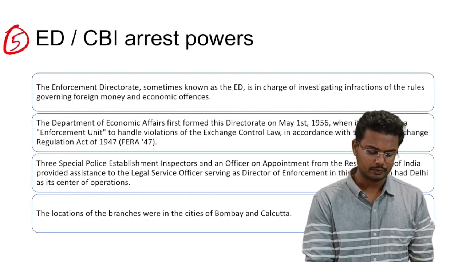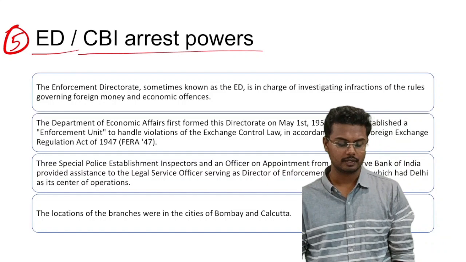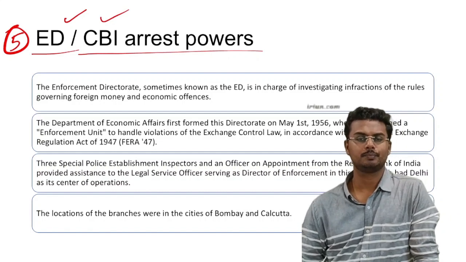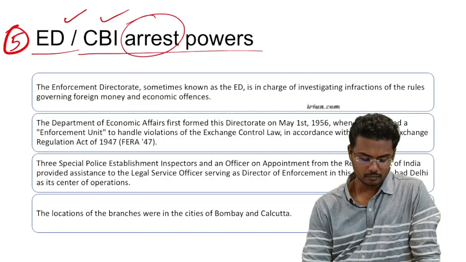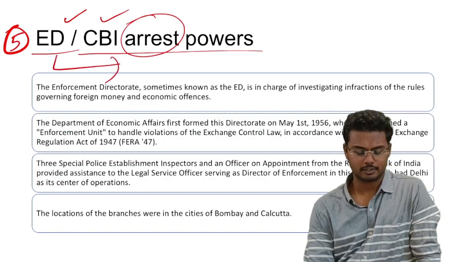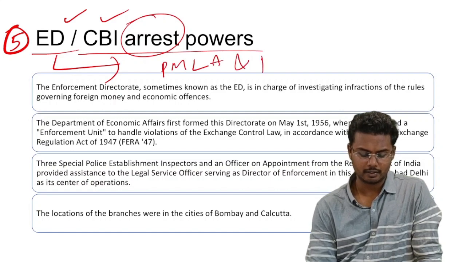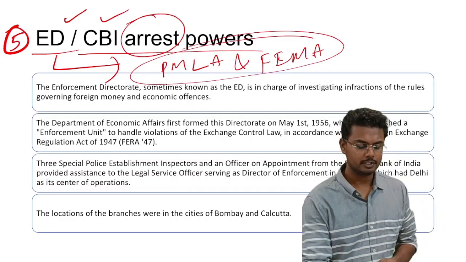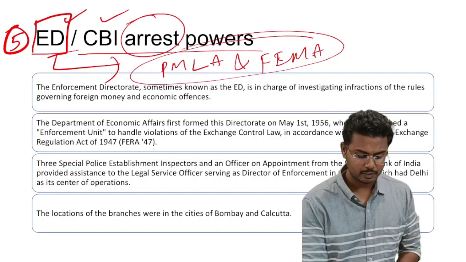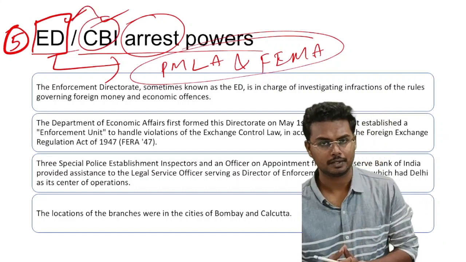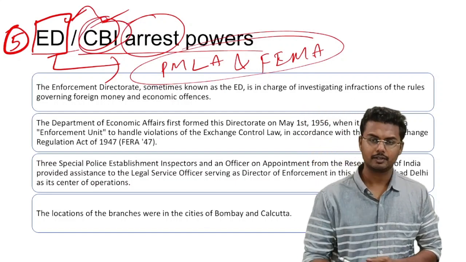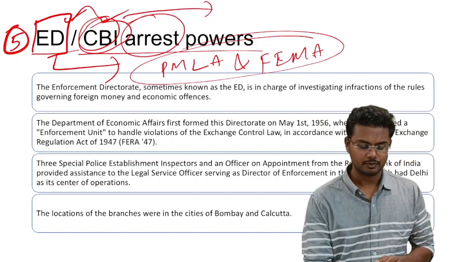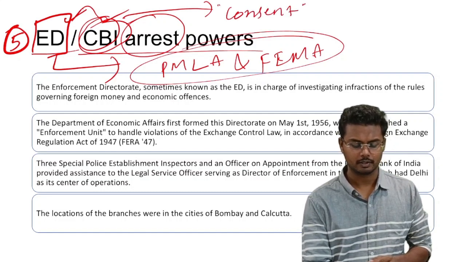Next is about the powers of ED and CBI, the Enforcement Directorate and the Central Bureau of Investigation. Please remember, ED and CBI officials have got the powers to arrest individuals. ED is concerned with the implementation of two acts: the Prevention of Money Laundering Act and the Foreign Exchange Management Act. Implementation of the provisions of these two acts is the responsibility of the Enforcement Directorate. But please note that there is one basic difference between ED and CBI. What is it? CBI can register certain cases on its own, or it can directly start an inquiry into a particular case, with the consent of the concerned state.